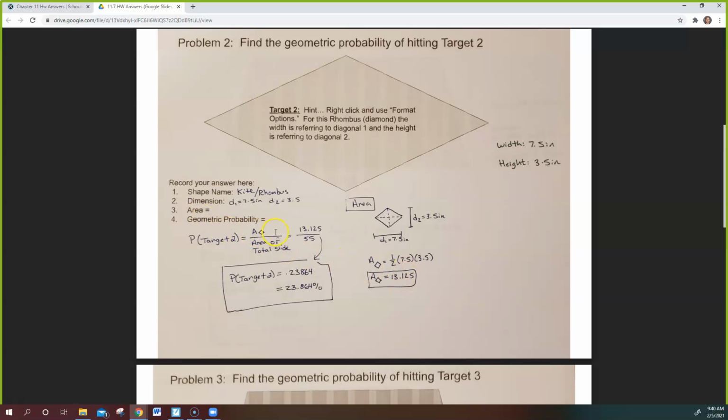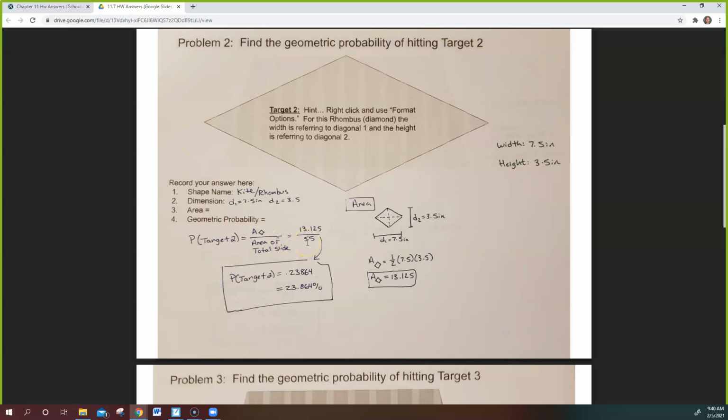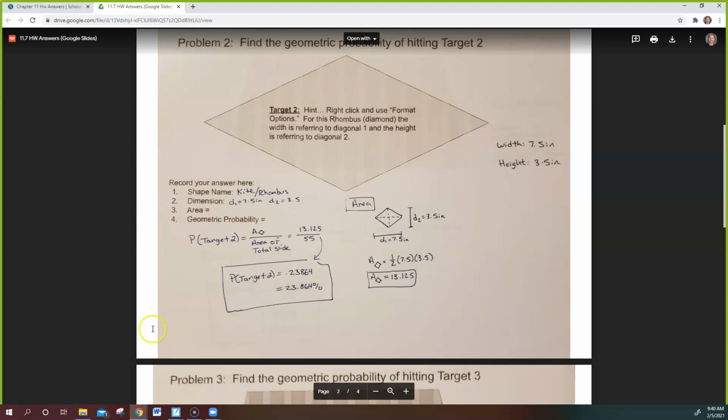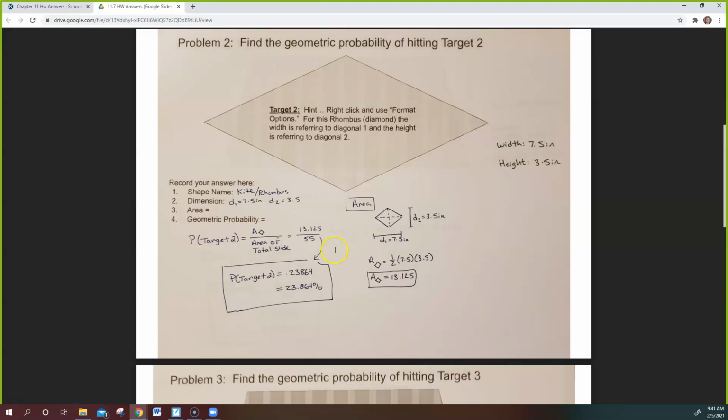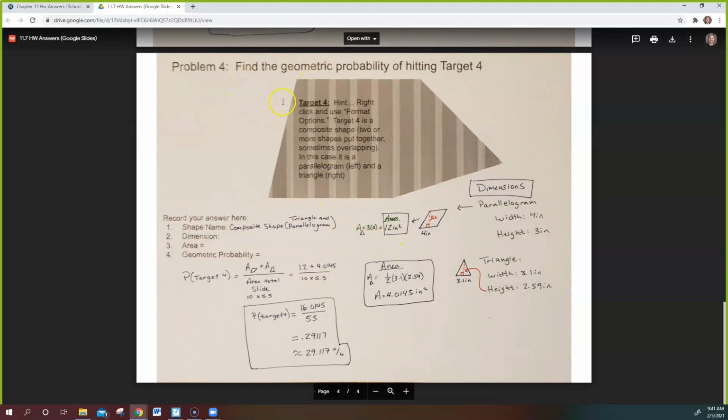And then the geometric probability is the area of that kite or rhombus over the total area. Now notice, my total area is 55 units or inches squared. That's the exact same thing you're going to use for your project because you're dealing with a 10 by 5.5 inch rectangle. So then what did I do for geometric probability? I took the area of what I want divided by the area total, and that gave me 0.23864 or about 23.864%.